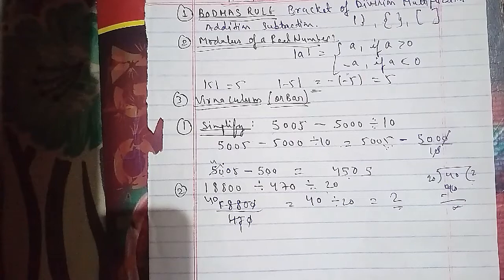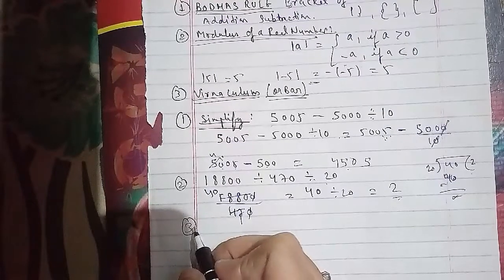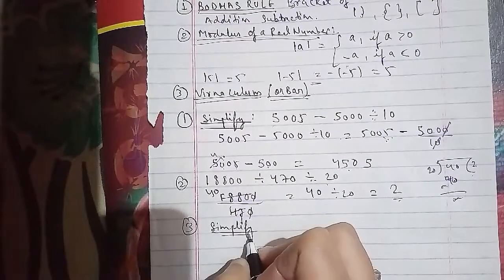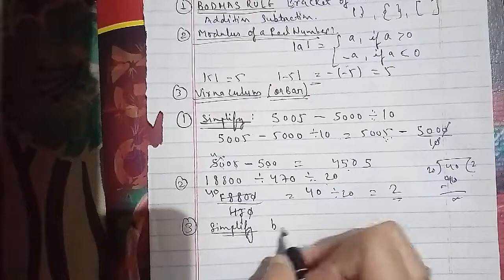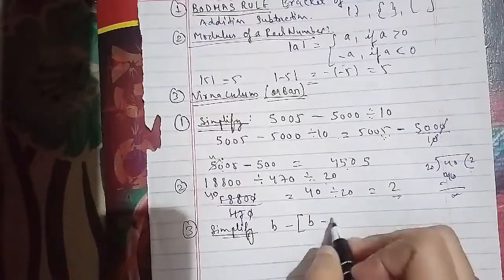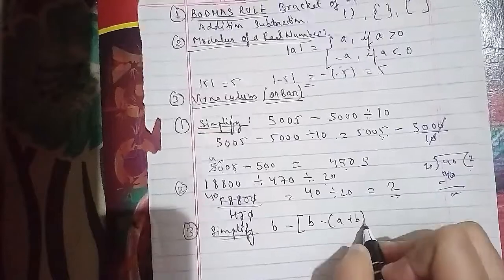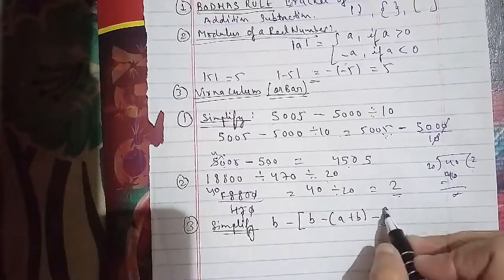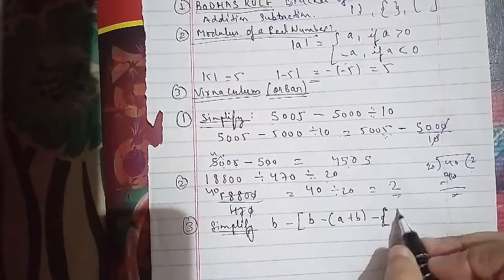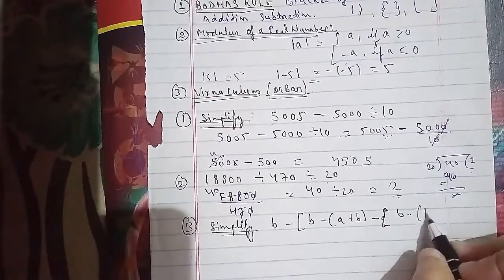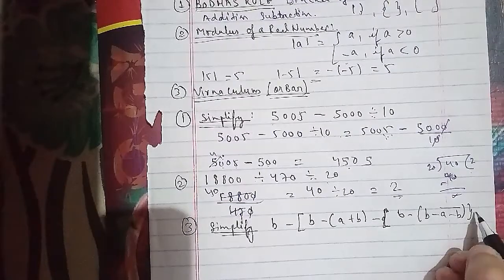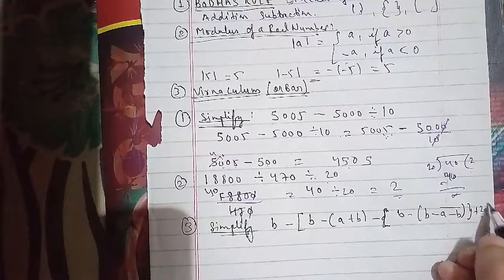Now we'll go ahead with the other question that we have to talk about, which is the third question of the session. The third question we have is to simplify: b minus a plus b minus, bracket start, then another bracket, curly bracket start. Then we have b minus the small bracket start b minus a minus b, a minus b under a bar, then close the bracket, then plus 2a.